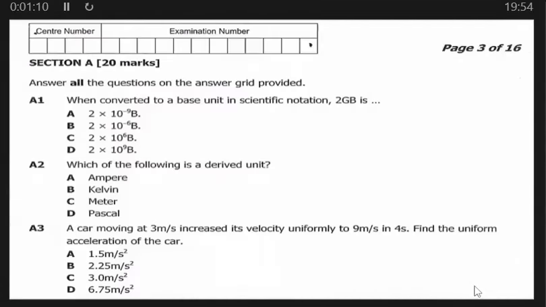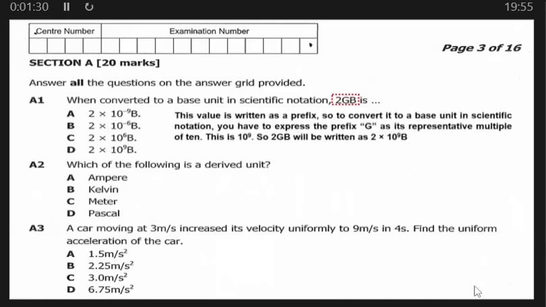So here we are in the video, and this is question number 1, which reads: when converted to a base unit in scientific notation, 2 GB is... So they want this 2 GB, how can we convert it to a base unit in scientific notation?